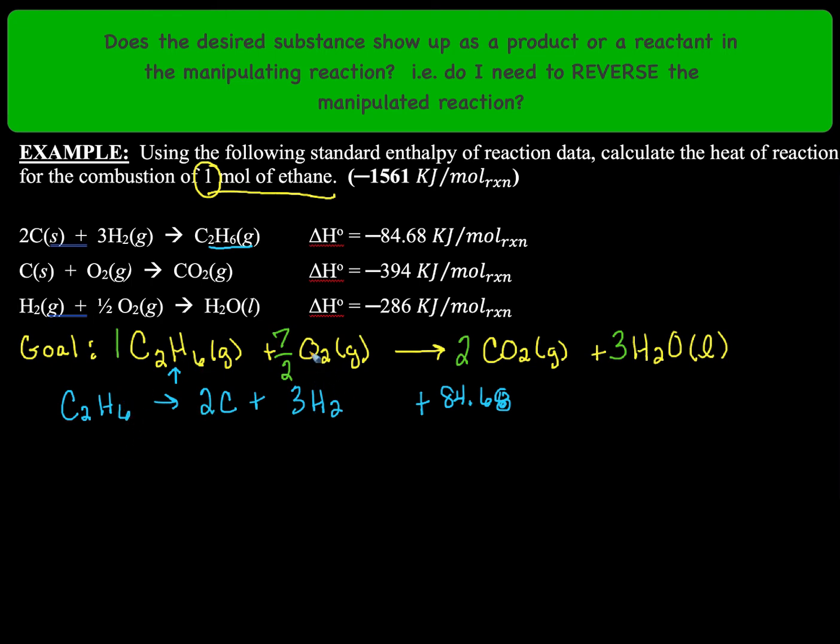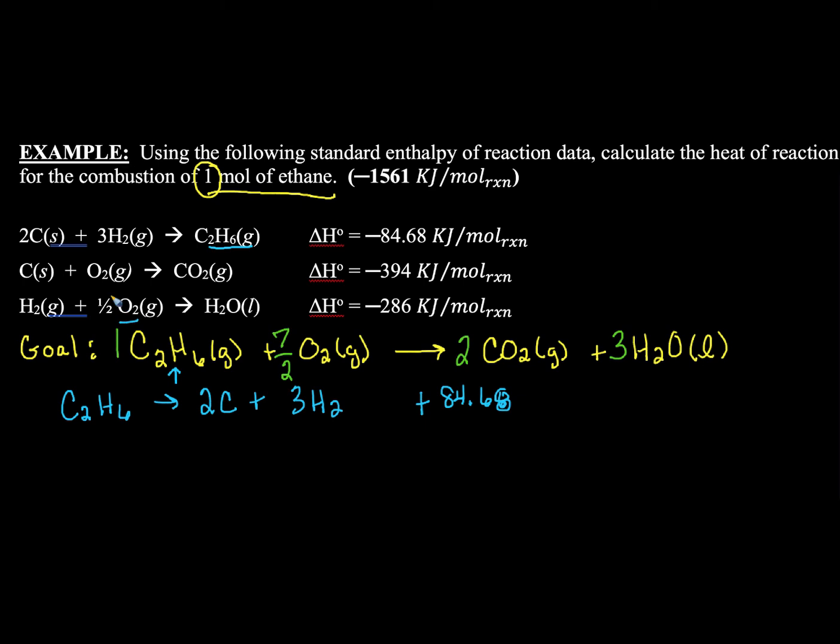Now I need oxygen. Unfortunately, oxygen shows up in 2 places, and so then you don't really know which reaction to manipulate. And so I'm simply going to bypass the oxygen, and I promise it will all fall into shape. So now I'm going to go to CO2.